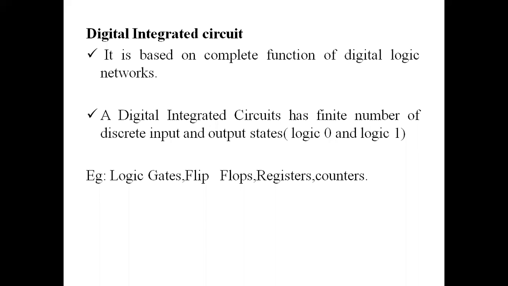First we will go into the discussion of digital integrated circuits. What is a digital integrated circuit? A digital integrated circuit's complete function depends upon digital logic networks. The second thing is that a digital integrated circuit is a discrete one. That means it takes discrete inputs and outputs. We know what digital language is: it consists of zeros and ones. So it takes discrete inputs of logic 0 and logic 1.